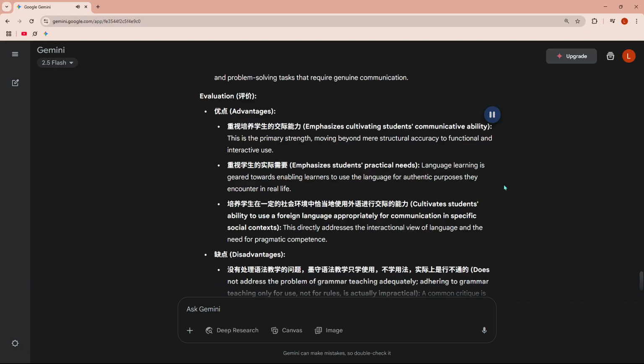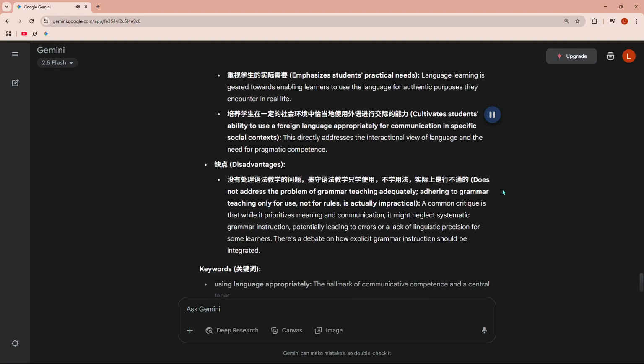Pei Yang Shui Sheng Zai Yi Ding De Shi Wei Huan Jing Zhang Kia Dang De Shi Yang Yu Yan Jin Xing Jiao Ji De Nen Li, cultivates students' ability to use a foreign language appropriately for communication in specific social contexts. This directly addresses the interactional view of language and the need for pragmatic competence.